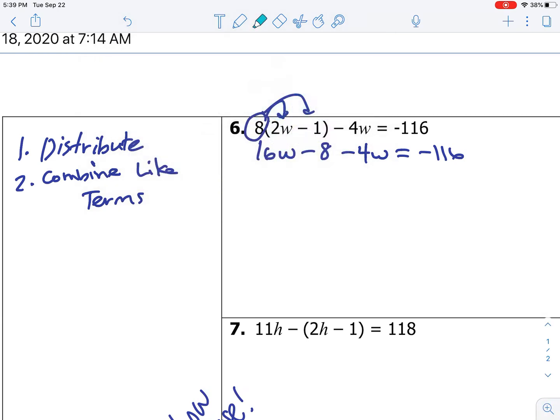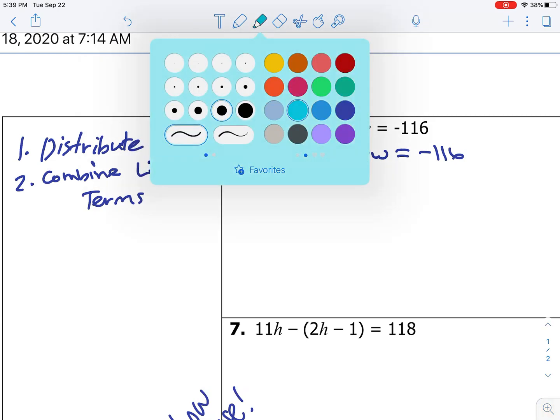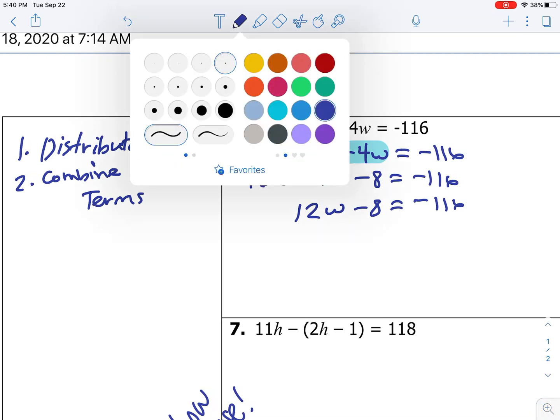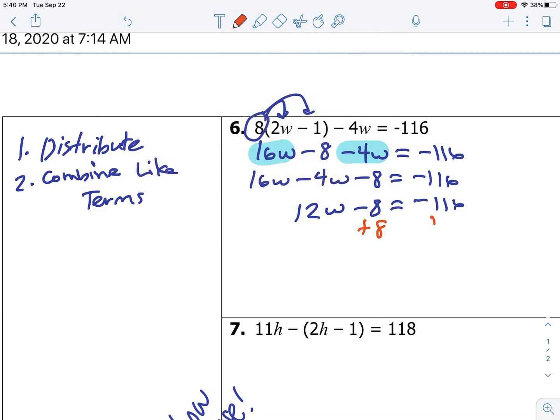So in order to do that, we need to find out what our like terms are. 16w minus 4w. Rewriting it is totally optional. 16w minus 4w is 12w. Add 8 to both sides. Now the signs are different, so we need to subtract.